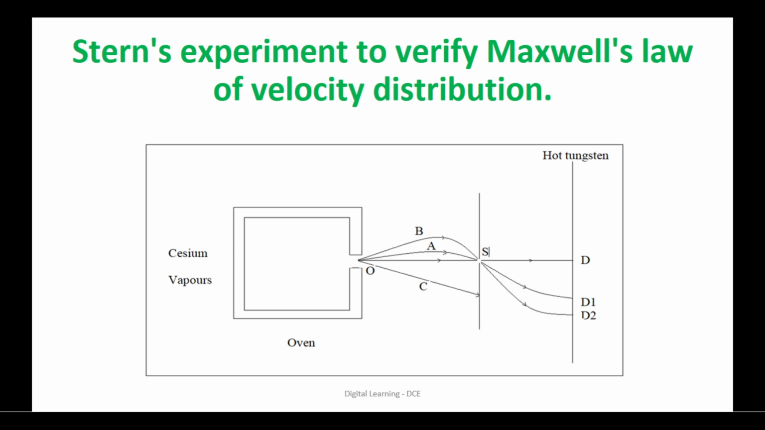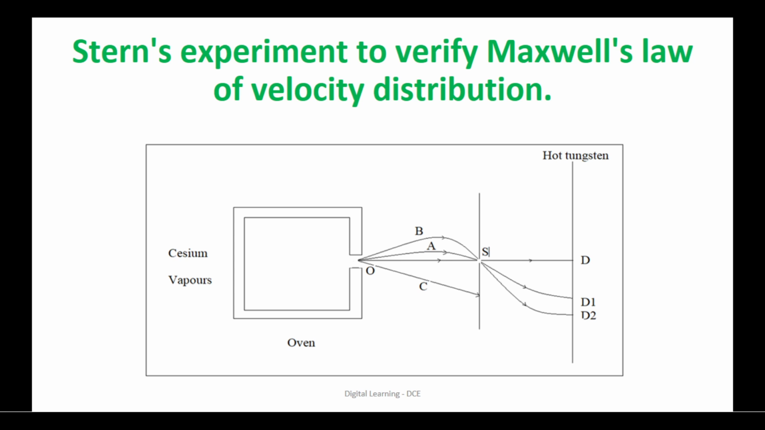In the previous session, we have already discussed Maxwell's law of velocity distribution. In this session, we will discuss Stern's experiment to verify this Maxwell's velocity distribution equation or law. The scientist Stern designed a more precise apparatus to verify Maxwell's law of velocity distribution.